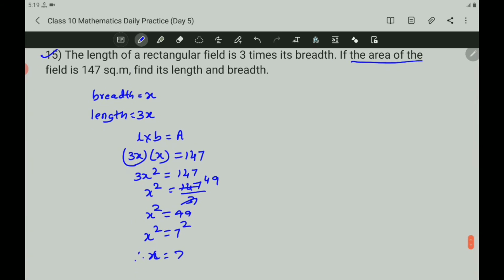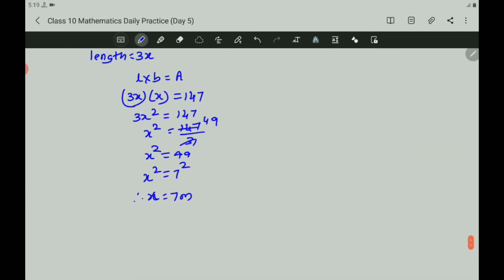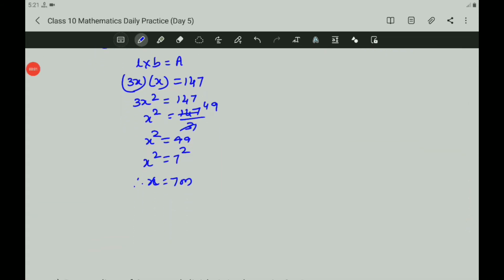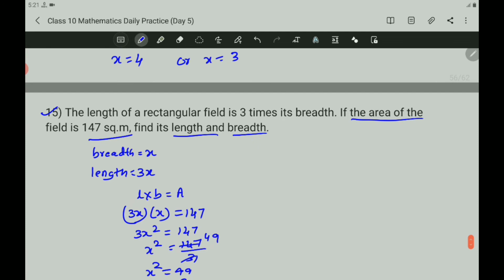So here that is in meter. So you write here you got x equals 7 meter. That is, find its length and breadth. You got x equals 7 meter, that is breadth equals 7 meter. So you write breadth equals 7 meter and length equals 3x, that is 3 into 7 equals 21 meter. So you got the length and breadth.